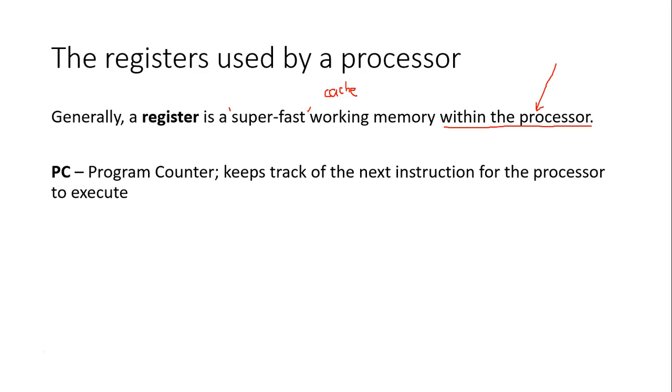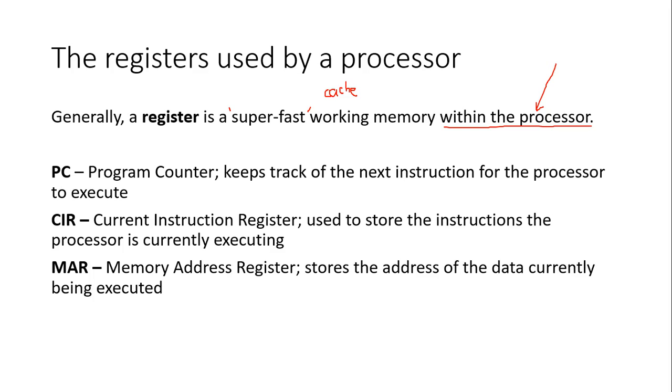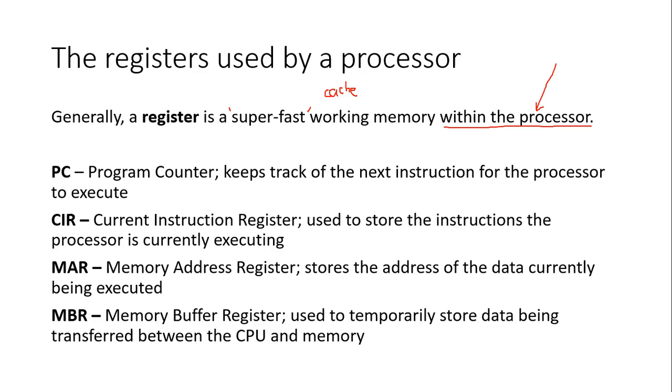So the registers you need to know about are the program counter, which keeps track of the next instruction for the processor to execute. The current instruction register holds the instruction that the processor is currently executing. So whatever's happening, this is in the current instruction register. The MAR, or the memory address register, stores the address of the data that's currently being executed. And similar to the CIR, the MBR is a buffer register. The buffer refers to how it temporarily stores data being transferred between the computer processor and the main memory.